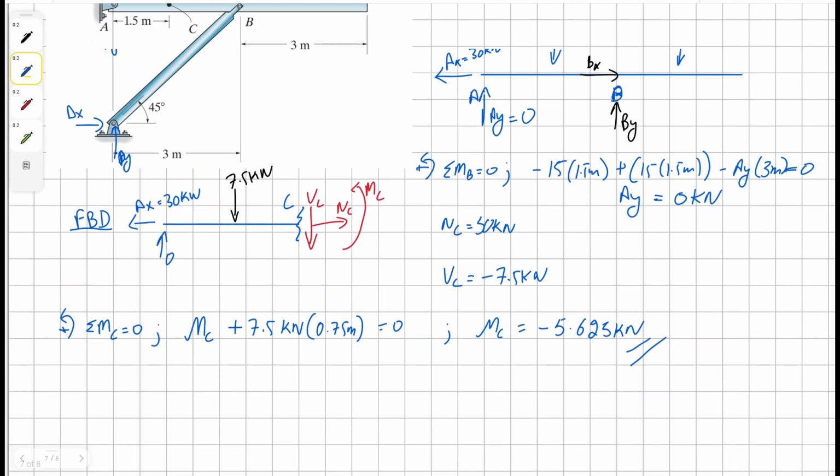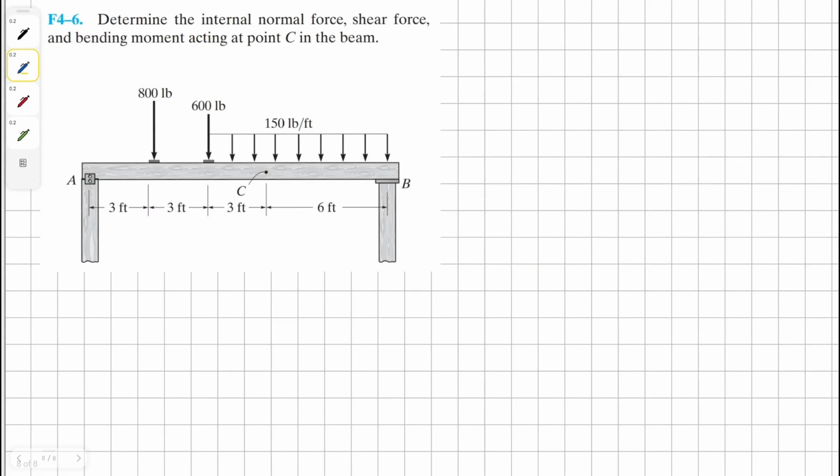For the next problem: determine the internal normal force, shear force, and bending moment acting at point C in the beam. Solve this. Once again, we have to isolate this beam. That means we're just going to look at beam AB, and at A we can have our external reaction forces, and at B we're just going to have our one vertical force reaction, and that's it.